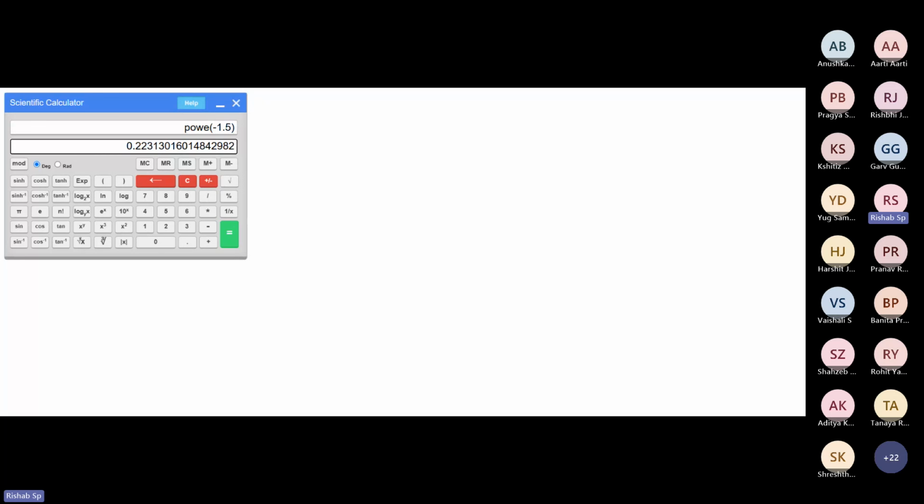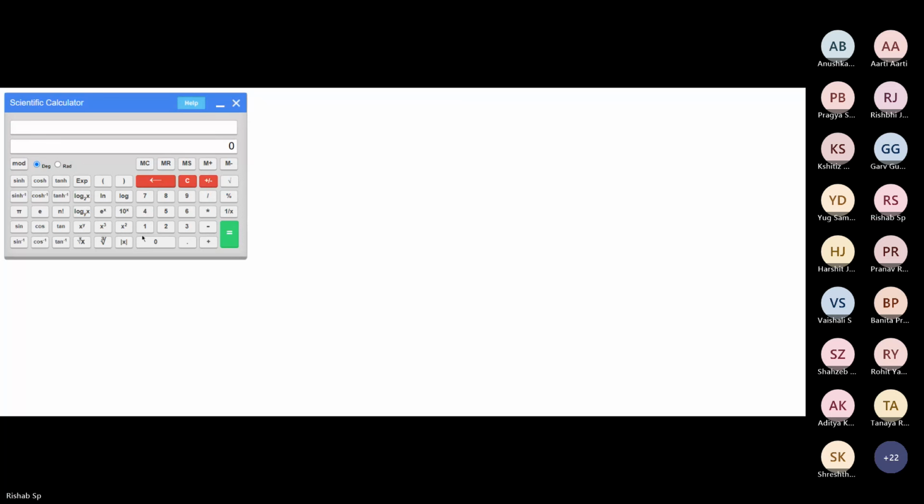0.223. Next, what is there? Simple. 1 divided by 1 plus 0.223 is 1.223. The answer is 81%, 0.81.